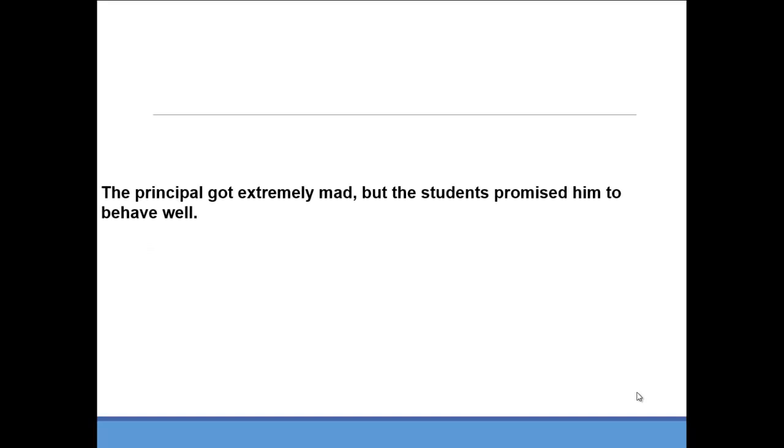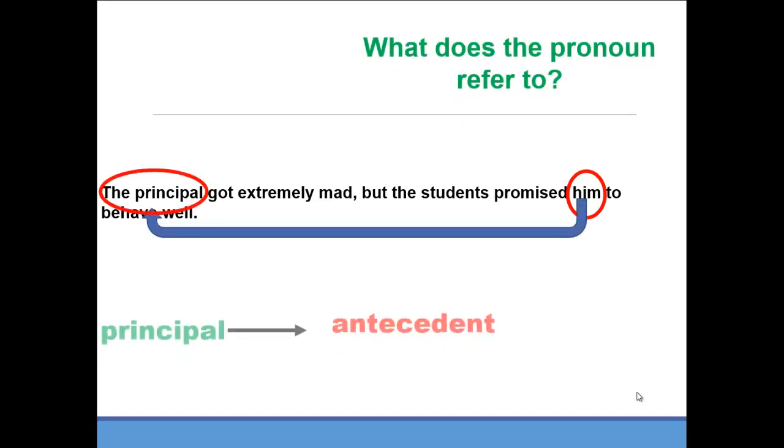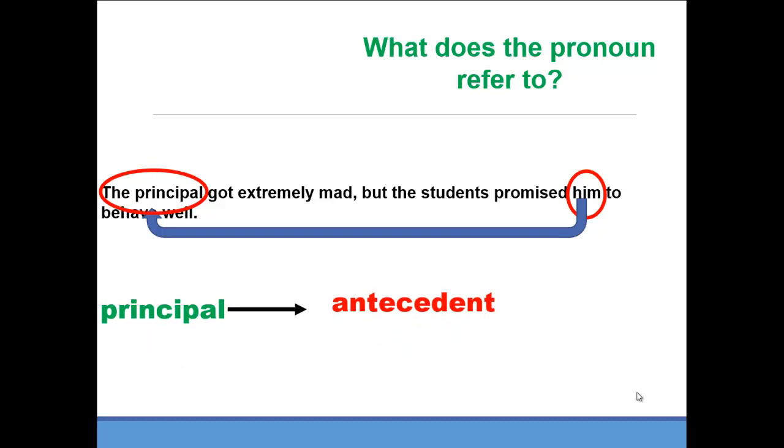The principal got extremely mad, but the students promised him to behave well. What pronoun do I have in the sentence? I have the object pronoun him. What does it refer to? It refers to the principal. Great. So what do I call the noun principal? I call it the antecedent.